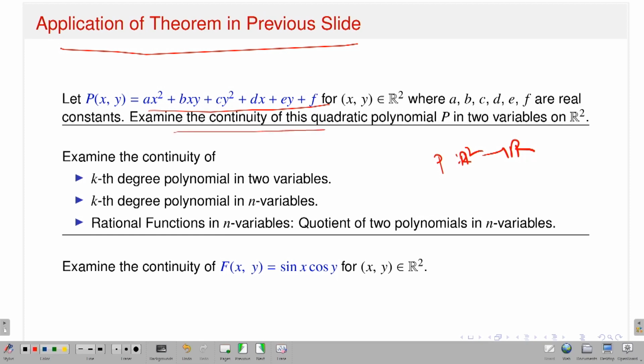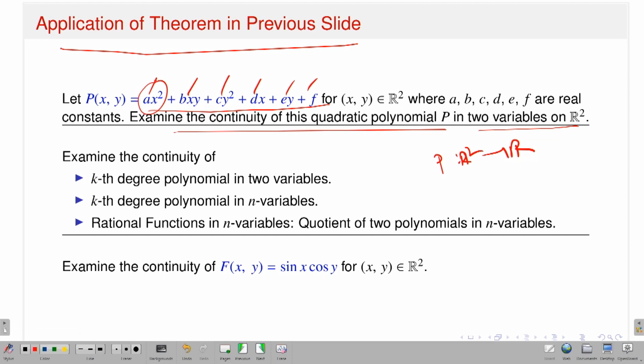Now examine the continuity of this quadratic polynomial in two variables in R2, and you can easily check. Each component is a continuous function, so the sum is a continuous function, as I discussed in my last class. You only have to use the fact that ax square is continuous, since a polynomial of degree n is a nice continuous function. Therefore the sum of continuous functions is also continuous. This is one way; of course, you can also use the epsilon delta definition to prove it.